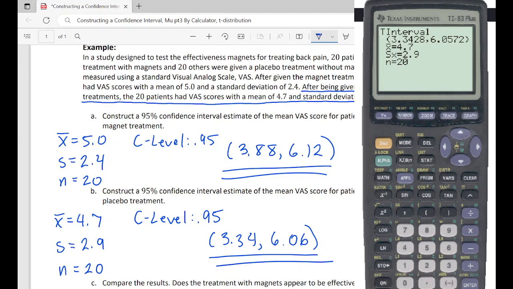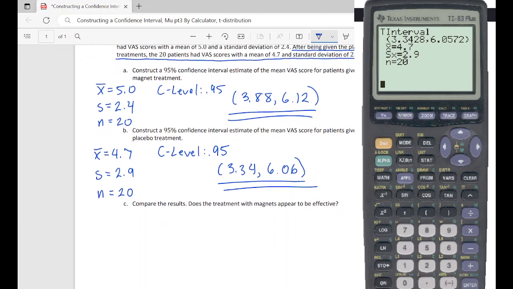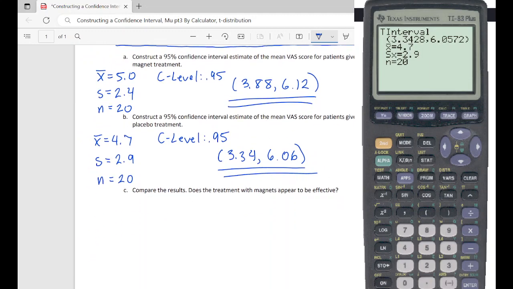Now we got all this information, but what does it all mean? Comparing these two results, does the treatment with magnets appear to be effective? Well, we can see our confidence interval up top with the magnets and the one in the bottom without the magnets. And we can see that the scores are relatively close. A little bit of a difference on the first two numbers, but the second two numbers are pretty darn close. So does the treatment with magnets appear to be effective? I would say that the answer is nope.